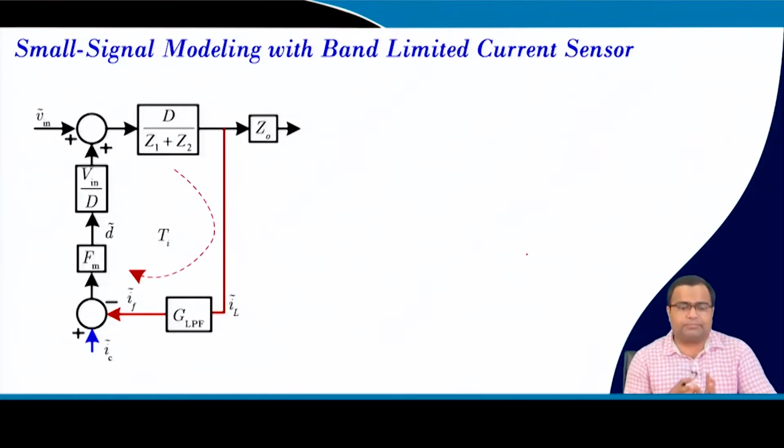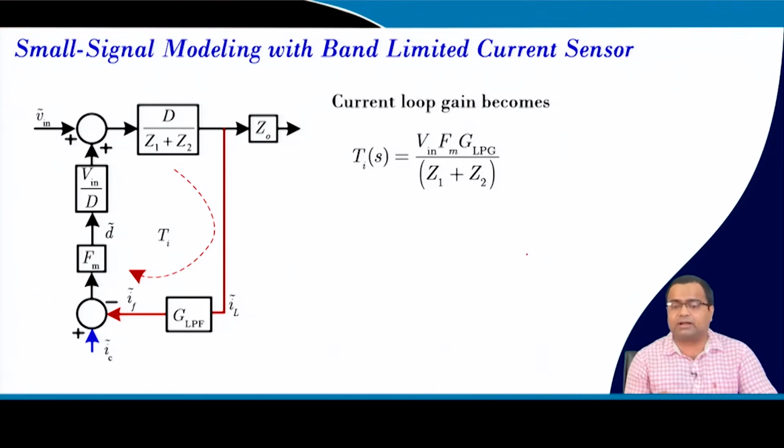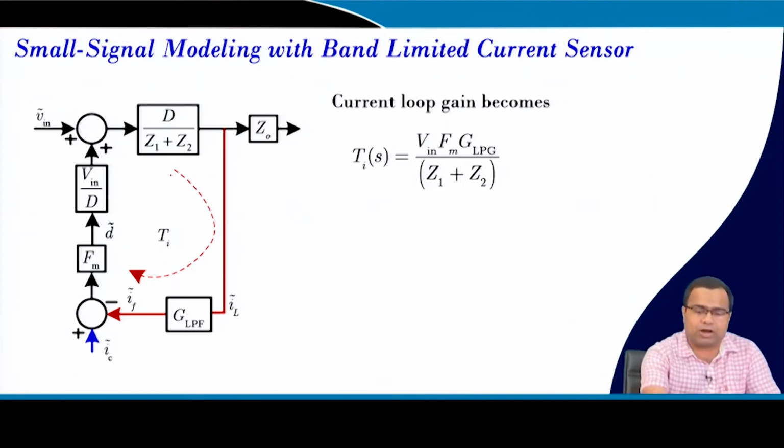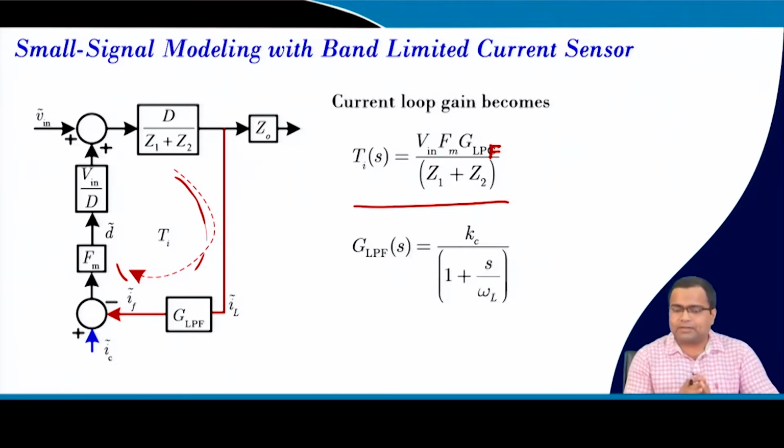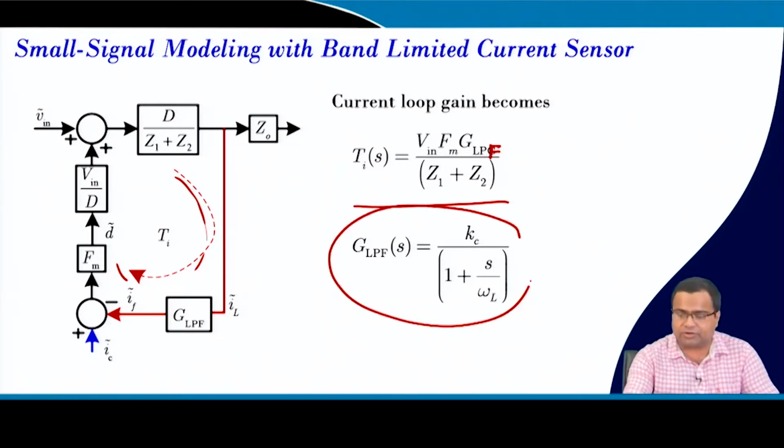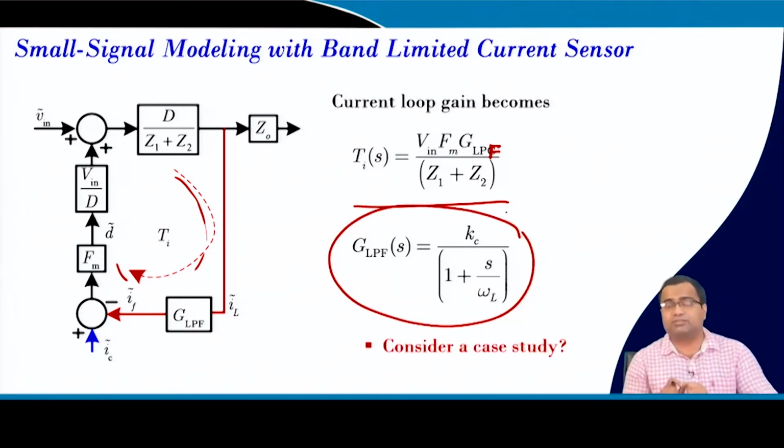So, this is the block diagram of the closed current loop, and we can obtain the current loop gain simply by the product of all these terms in this loop, and this is the expression. So, the low pass filter, it is the low pass filter LPF. Okay. We have considered that it is a first order low pass filter, and we will consider a case study and see what happens.